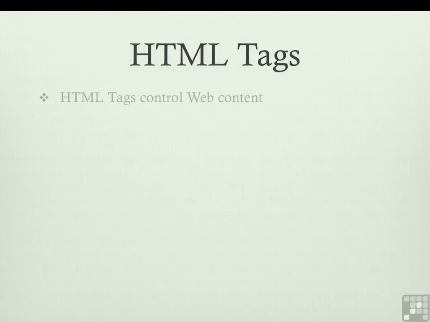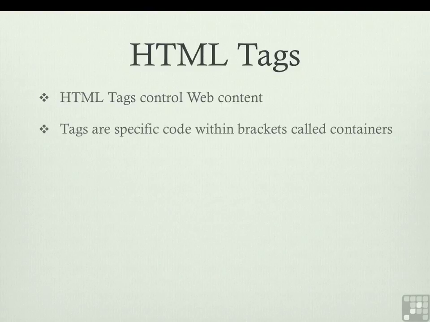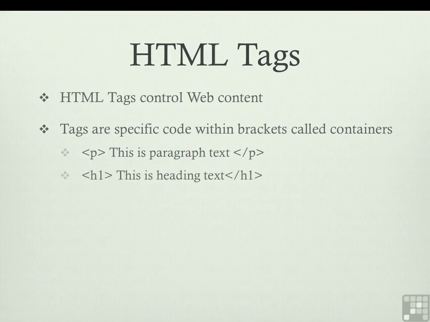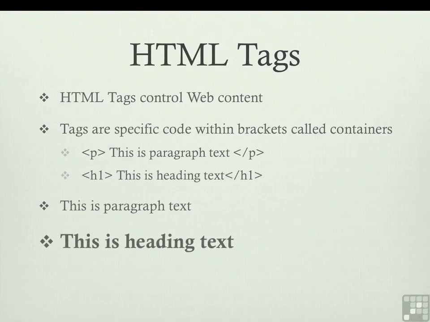Let's go back to HTML tags. HTML tags basically control web content. Tags are specific code within brackets, and that's called a container. And here's an easy one, like a P tag. P tag is for paragraph text. So this is paragraph text, is the text between the two tags. That's called a container. A heading would look about the same, except you're using a different code, H1. We have H1 through H6. The way the paragraph text would stylize would be something like this, and the heading would be something like this. I didn't do that. HTML did it. It has a definition for what the text looks like, its color, its justification, all those things.